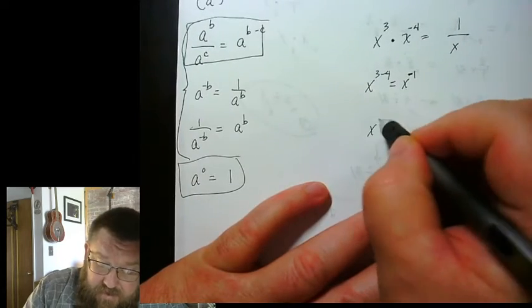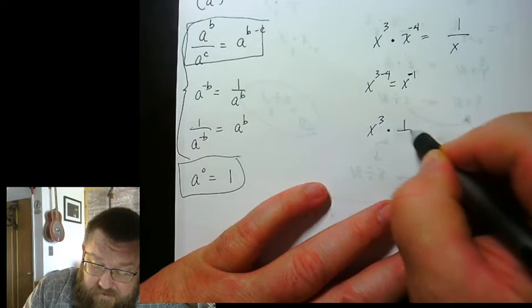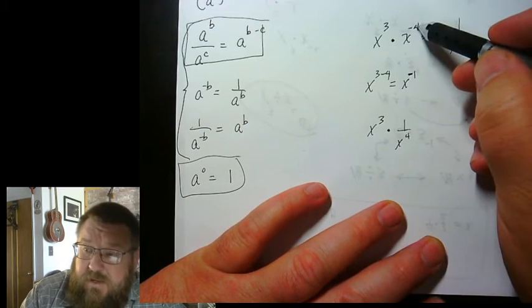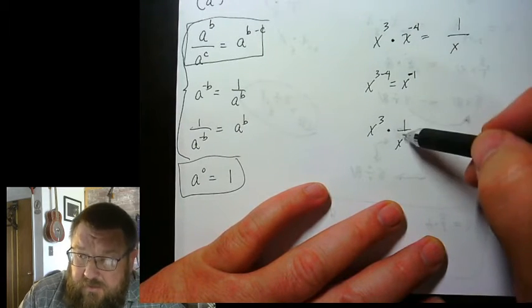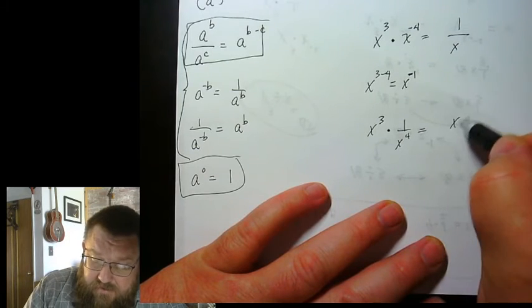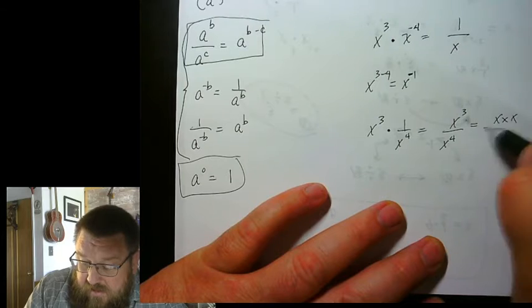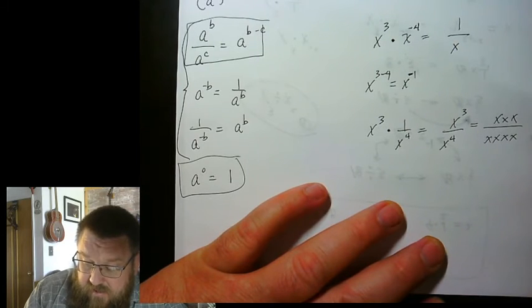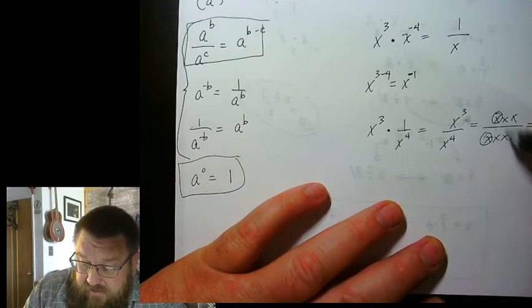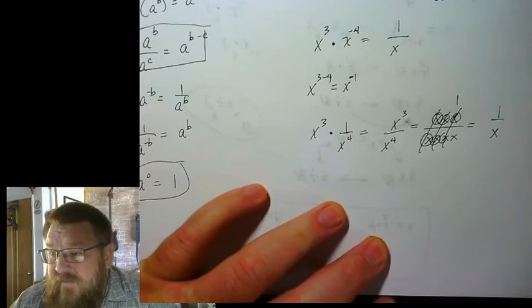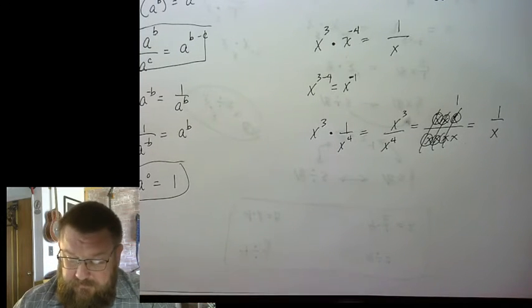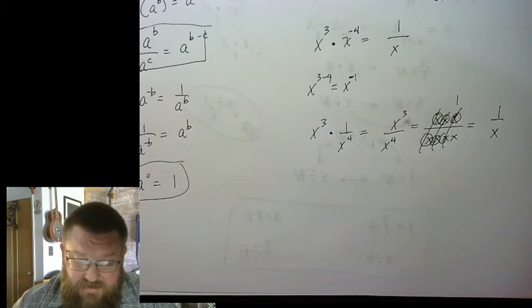You could say, well, this is x cubed times 1 over x to the fourth, because this is repeated division. The way you write division is multiplication by the reciprocal. So this would be x cubed over x to the fourth, and that can be reduced. You see? Those x's reduce to make 1, 1, 1. You're left with 1 on top and an x on the bottom. Kind of crazy, right?